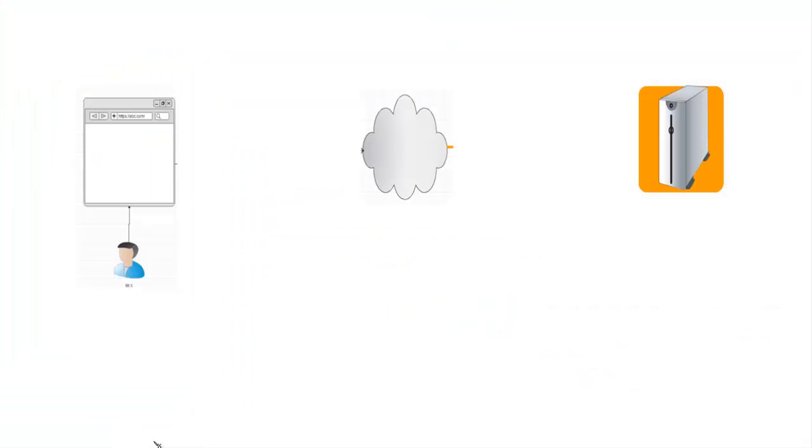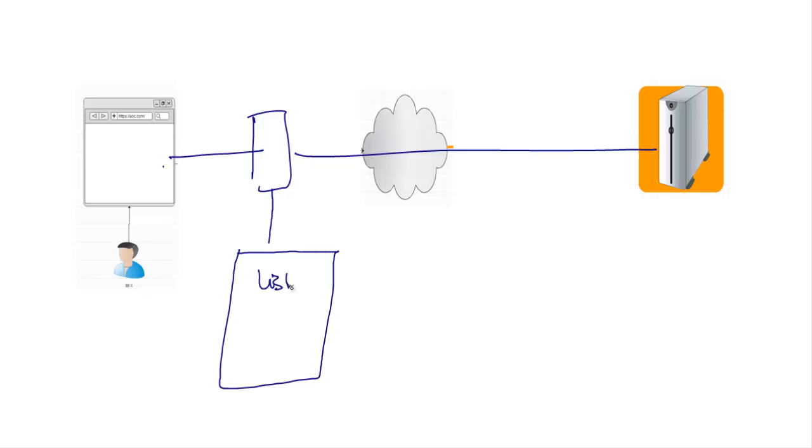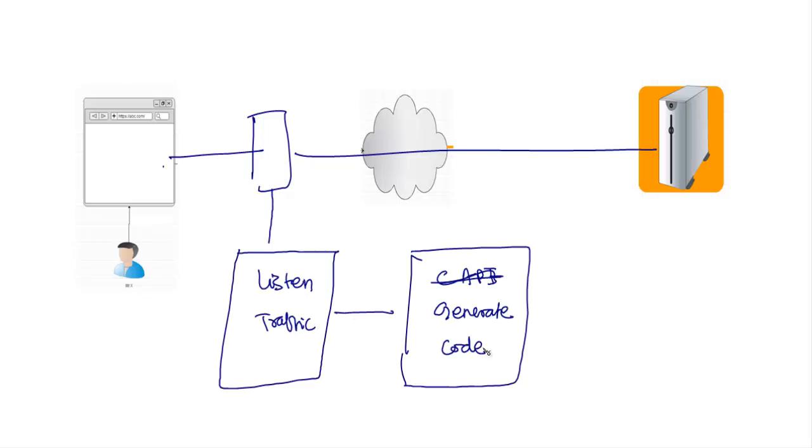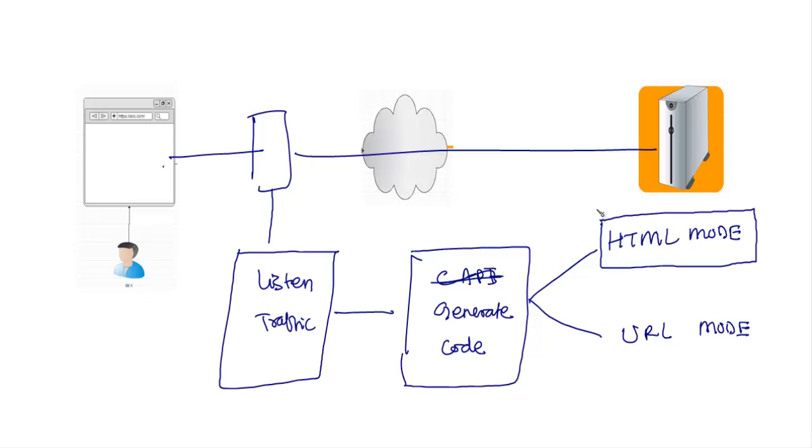So this is your browser, and VUGen basically sits between the client and the server, listens to the traffic, and then generates the code. The code generation can happen in two ways. One is called HTML mode, and number two is called URL mode. By default it generates in HTML mode. However, sometimes we need to move to URL mode.